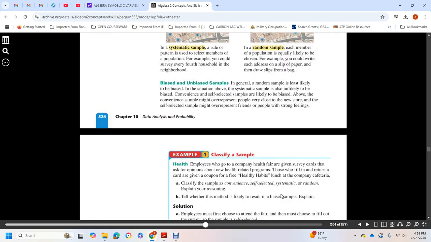Biased and unbiased samples. In general, the random sample is unlikely to be biased in the situation above. The systematic sample is also unlikely to be biased. Convenience and self-selected samples are likely to be biased. The convenience sample might overrepresent people very close to a news store. The self-selected sample might overrepresent friends or people with strong feelings.